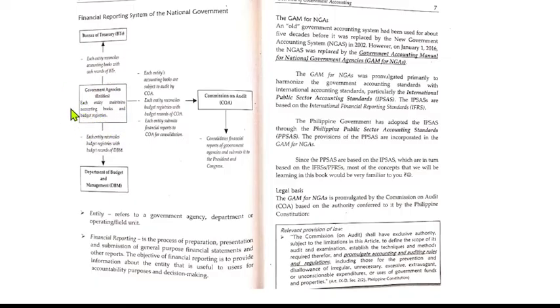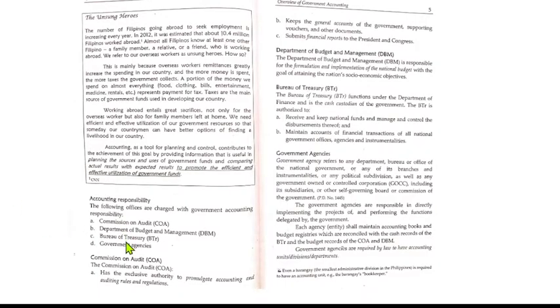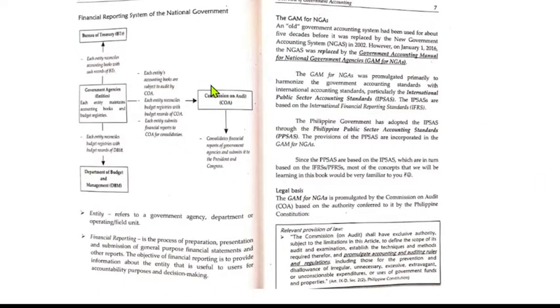So ikaw ay isang government agency, ikaw ay accountant ng isang government agency. Ang responsibility mo ay doon sa tatlo. So balikan nga natin yung kanina. COA, DBM, and Bureau of Treasury. Government agencies, yung mga ibang agency yan. Okay. So sa Bureau of Treasury, anong responsibility mo? Each entity reconciles accounting books with cash records of Bureau of Treasury. Okay. Yung entity na tinutukoy dyan ay ikaw yon.